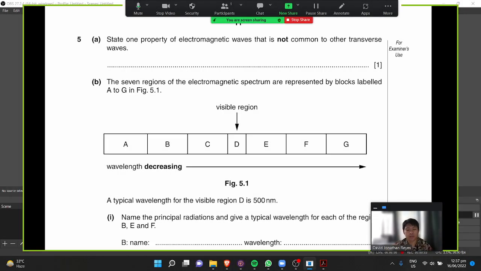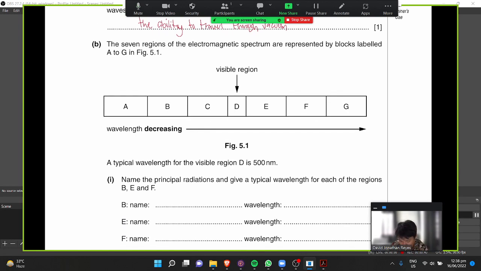All right, now we have here a problem that deals with the electromagnetic spectrum of waves. The first question gives you: state one property of electromagnetic waves that is not common to other transverse waves. Well, I think that will be the ability to travel through vacuum. The EM spectrum is so unique that they can actually travel through vacuum. They don't need any particular medium in order for them to propagate.